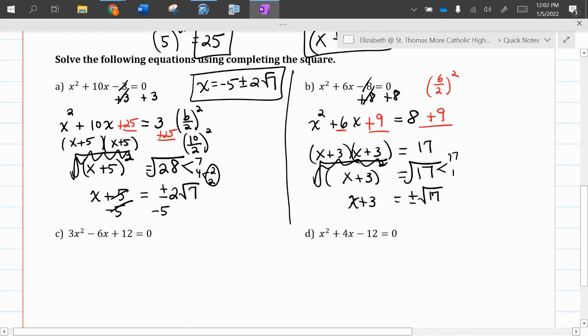And then the last step is to get x by itself. So if it says x plus 3, I'm going to subtract 3 from both sides. So my answer is negative 3 plus or minus the square root of 17.